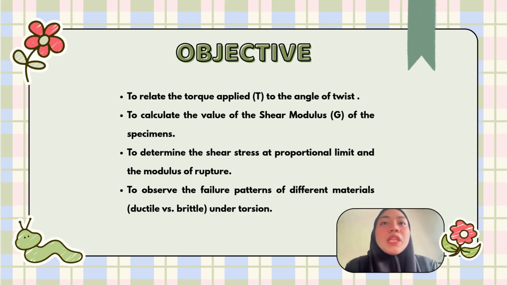Here is the objective, what we will learn at the end of this project. The first one, to relate the torque applied to the angle of twist. The second one, to calculate the value of the shear modulus of the specimen. Next, to determine the shear stress at proportional limit and the modulus of rupture. Last, to observe the failure patterns of different materials under torsion.